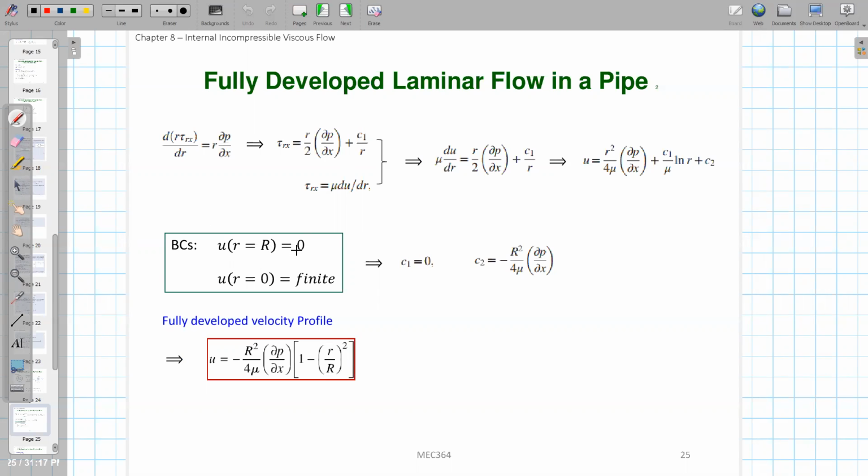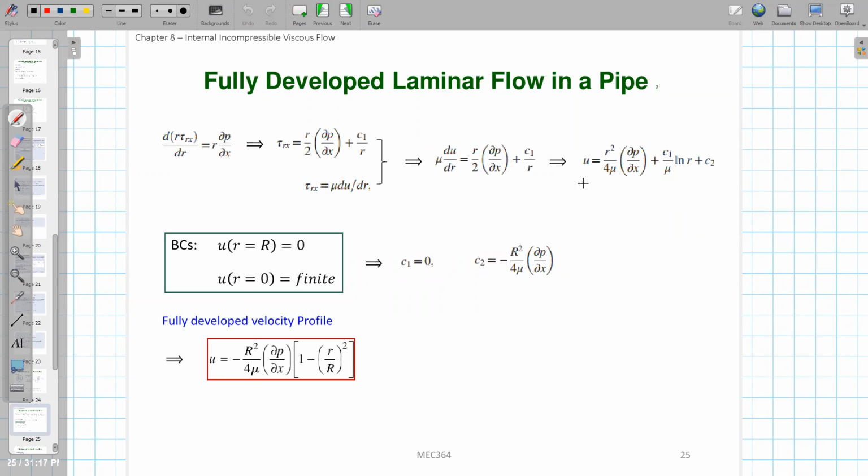Okay, so this is the first one. But we also need the second one. So where can we find the second boundary condition? The second boundary condition is coming from this symmetry behavior. At r equal to 0, that is the center line of the flow, right? It's the center line of the flow, and we know that at the center line, this velocity u should be a finite value.